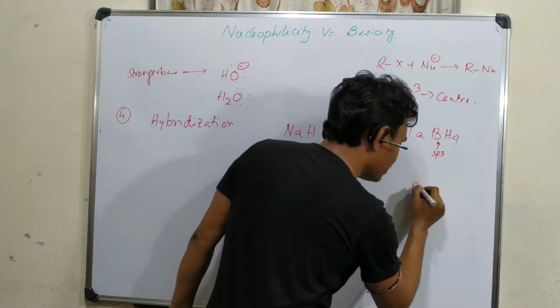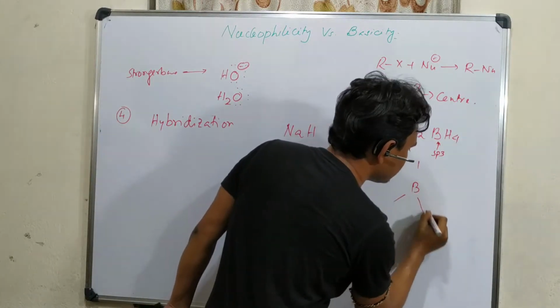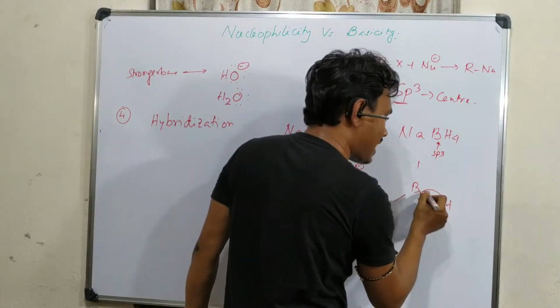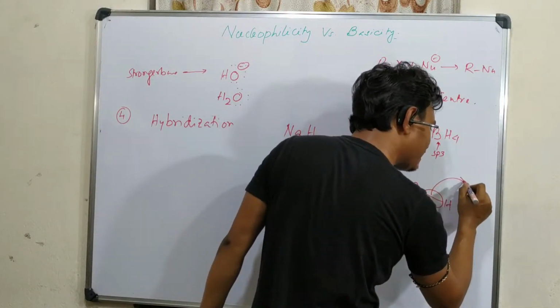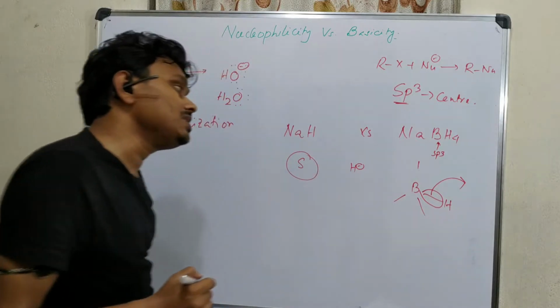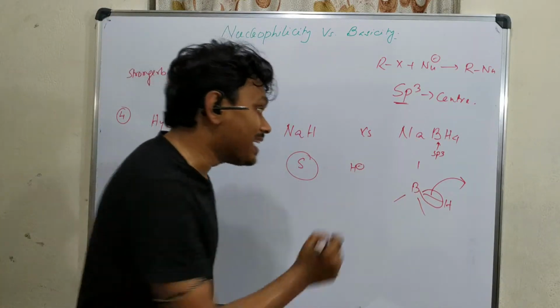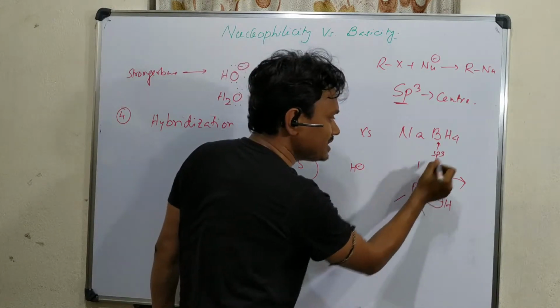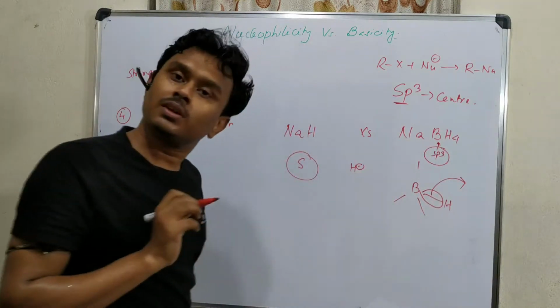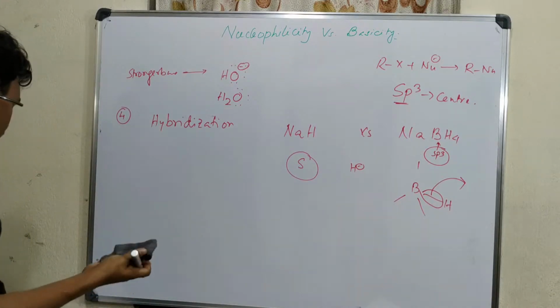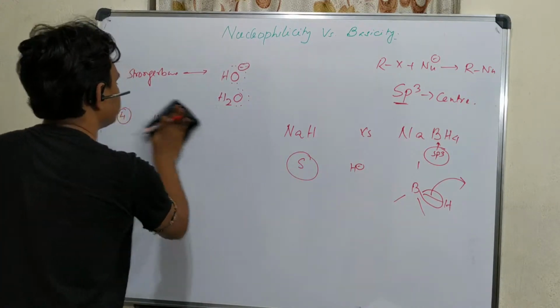What do I mean? It is sp3, and the hydride is actually taking this bond pair to attack someone. So it has more nucleophilicity because of the directional character of this sp3 orbital. So here the point is about the directional property.